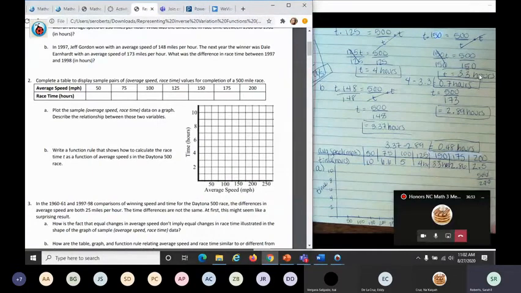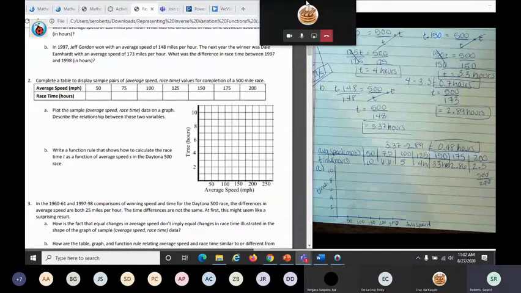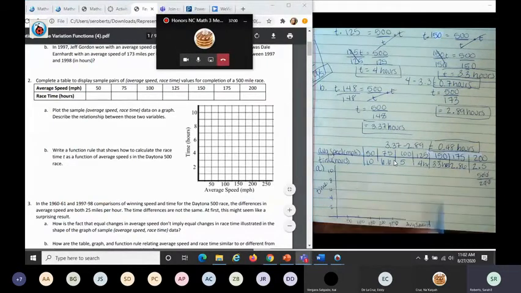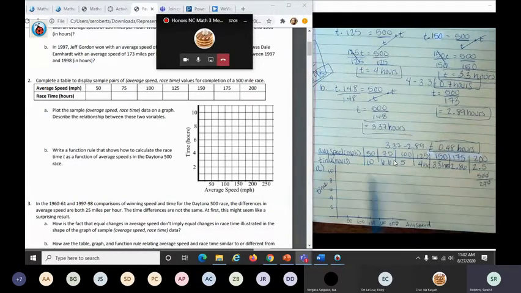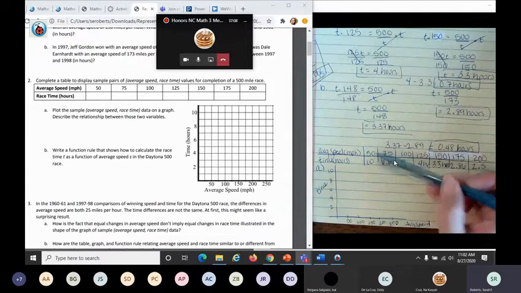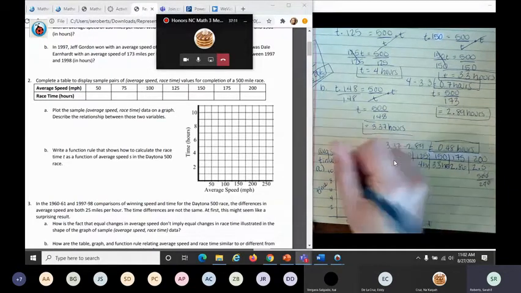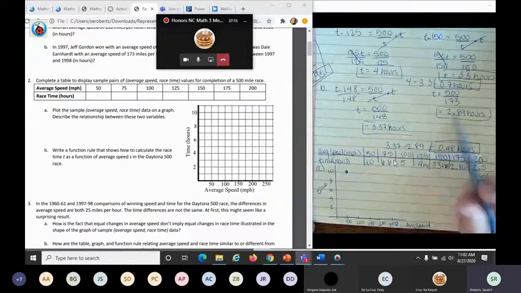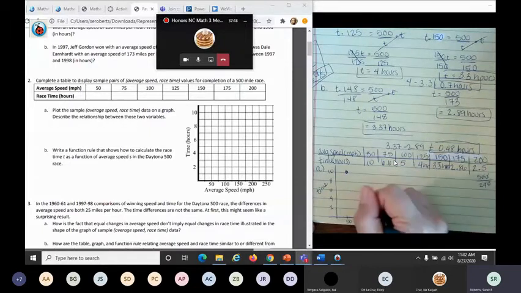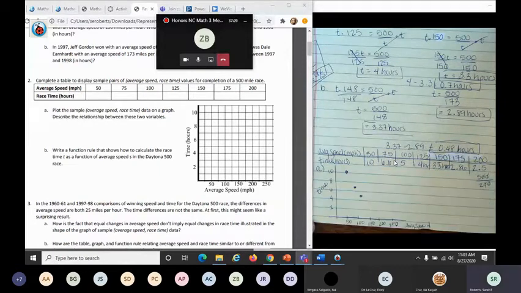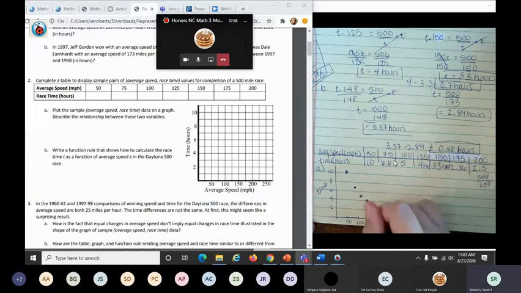Okay, so we have our average speed on the x-axis, our time on the y-axis, and we're going to use these points to plot. So my first data point is 50, 10, so I need to go along to 50 and then up to 10. Then my next one should be 75, 6.6. So 75 is going to be halfway between here, and then I want almost 7, so maybe about right here. Then I want 100, 5. 125, 4. 150, 3.3. That one should have been up a little bit more to get it perfect.